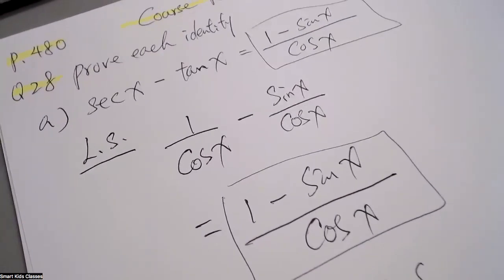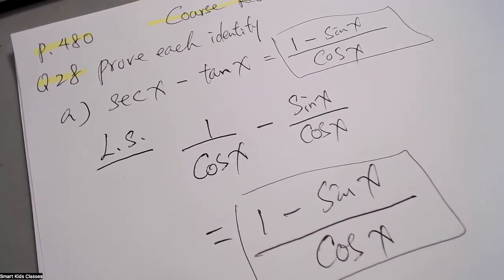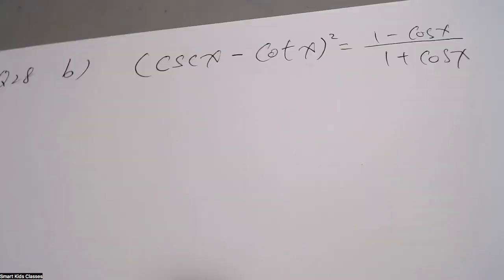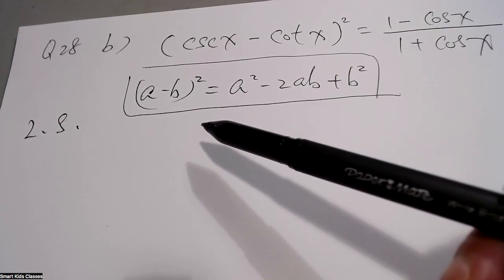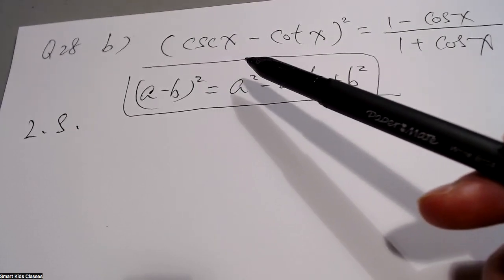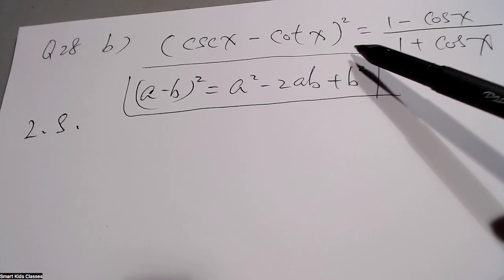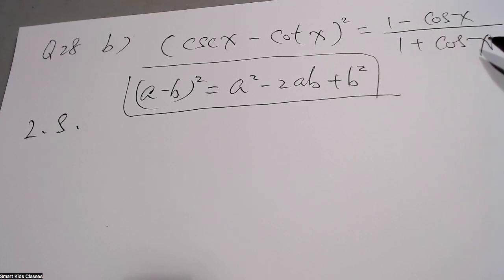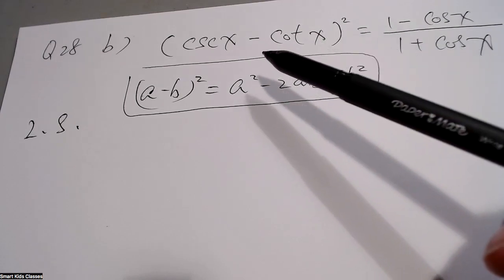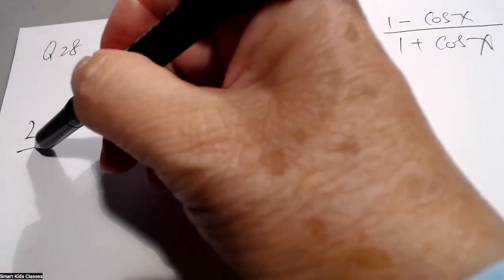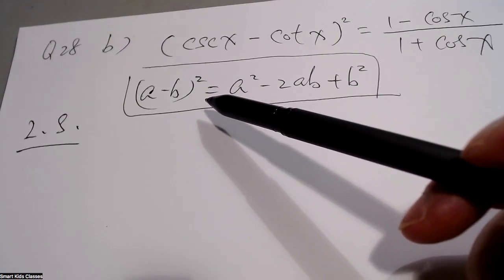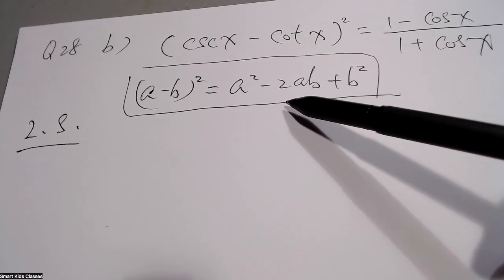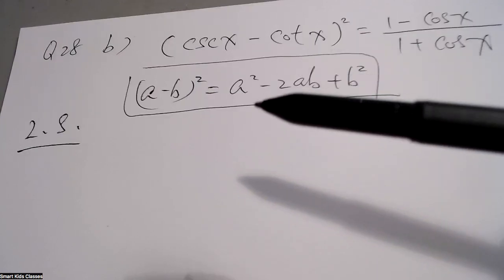Good, it's simple. Now I'm going to explain the next one. This is question 28b: (cosecant x minus cotangent x) squared is equal to (1 minus cosine x) over (1 plus cosine x). I'm going to solve the left side. For the left side, we apply the formula: (a minus b) squared is equal to a squared minus 2ab plus b squared.